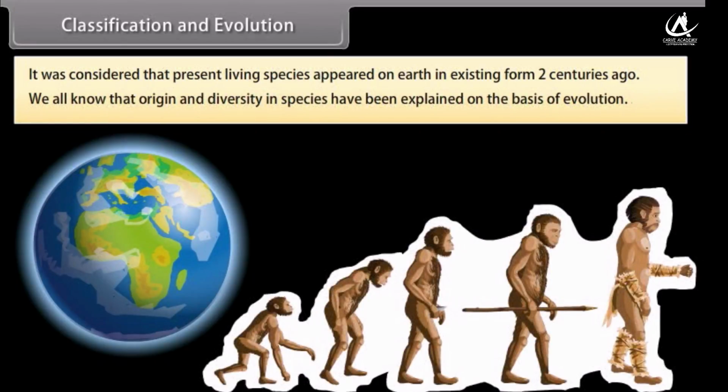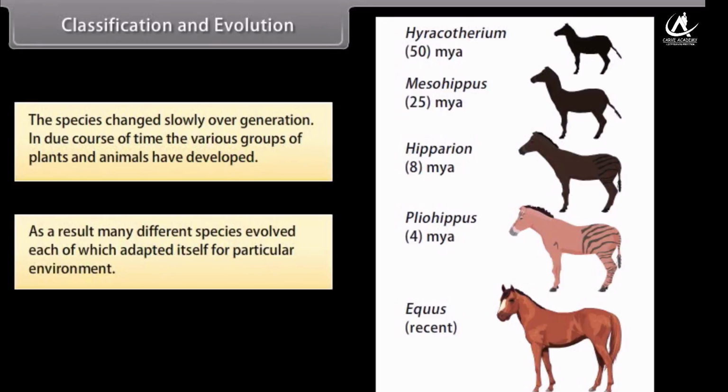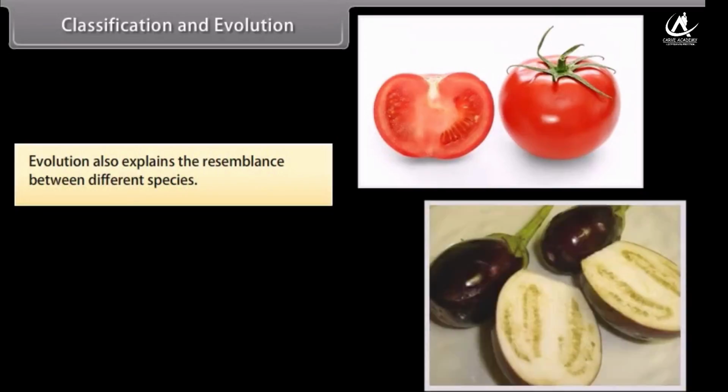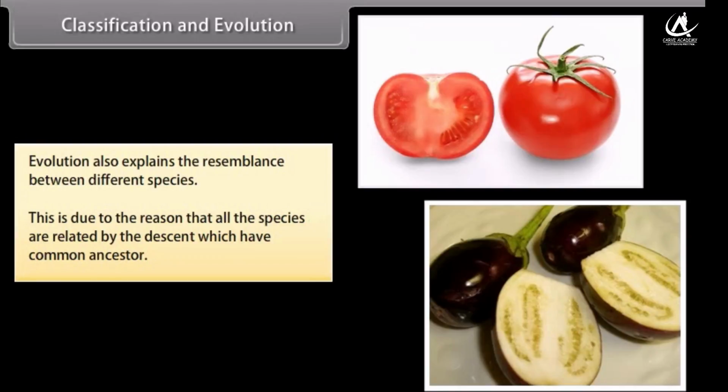We all know that origin and diversity in species have been explained on the basis of evolution. The species changed slowly over generations. In due course of time, the various groups of plants and animals have developed. As a result, many different species evolved, each of which adapted itself for a particular environment. Evolution also explains the resemblance between different species. This is due to the reason that all these species are related by descent, which have a common ancestor.